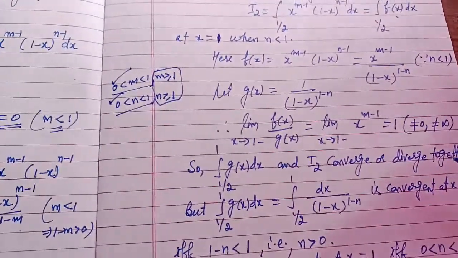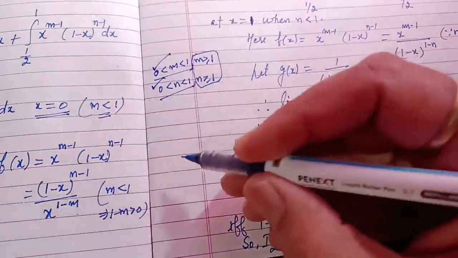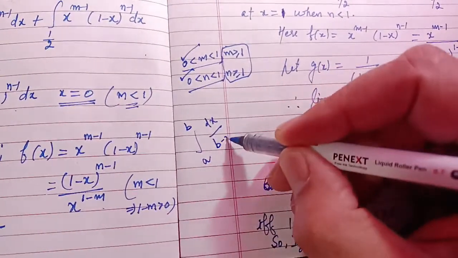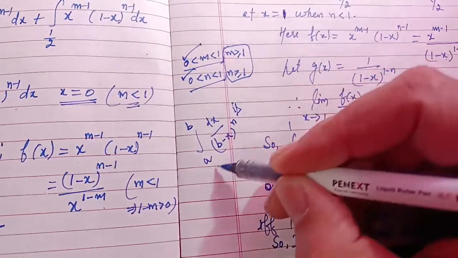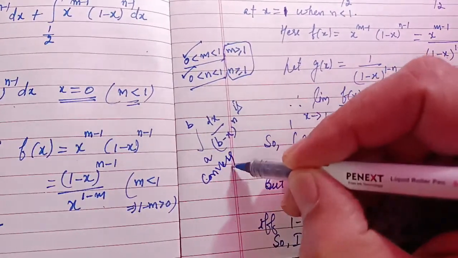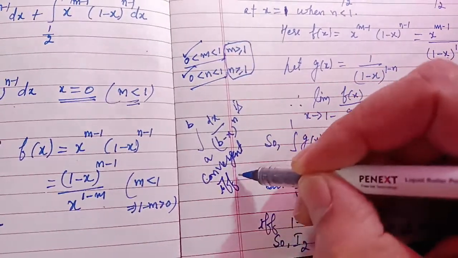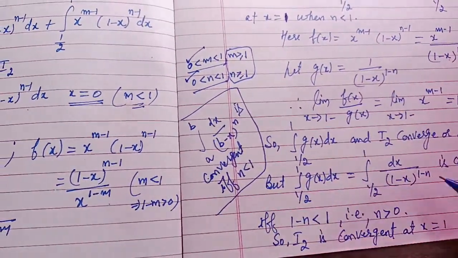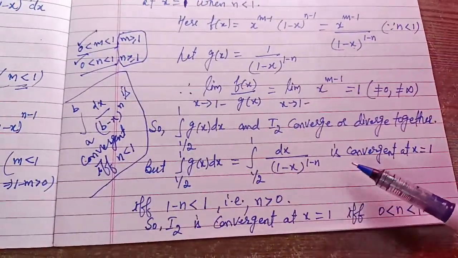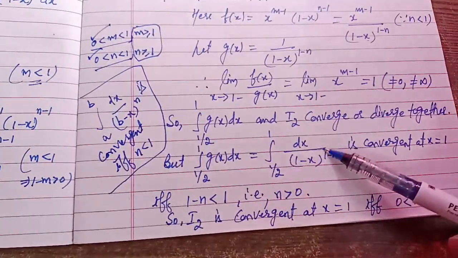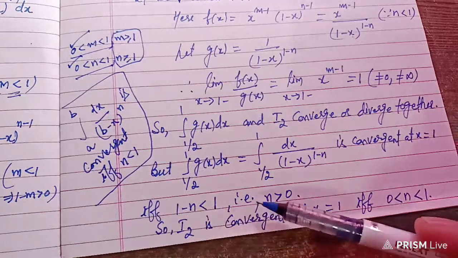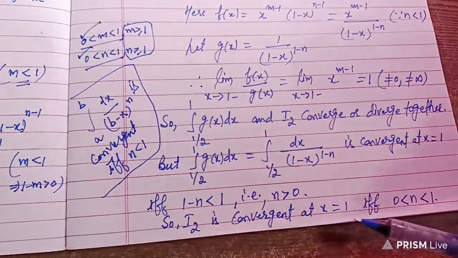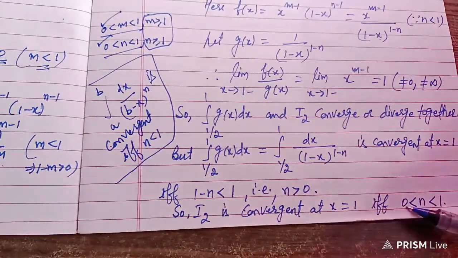But again, just as we discussed in the above case, the integral from a to b of dx by (b minus x) to the power n is convergent if and only if n is less than 1. So now we apply this result. That means this integral is convergent at x equal to 1 if and only if this power 1 minus n is less than 1, that is, if and only if n is greater than 0. That means I2 is convergent at x equal to 1 if and only if 0 is less than n less than 1.